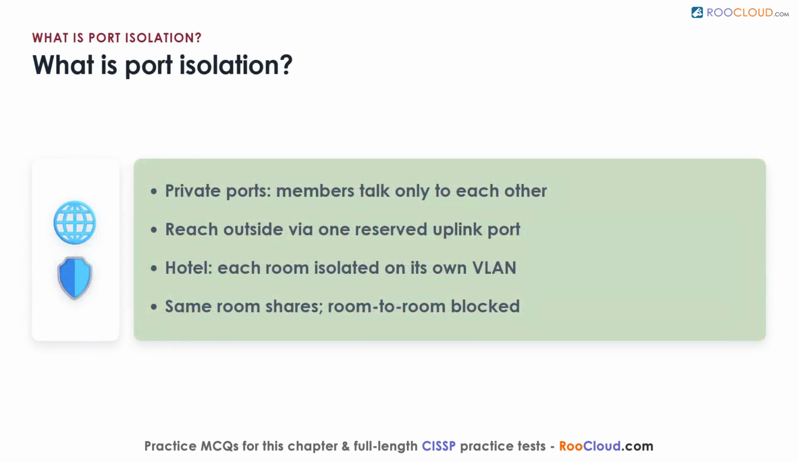What is port isolation? Port isolation, sometimes called private ports, is a tighter twist on the VLAN idea. Members of an isolated VLAN can only talk to each other and reach the outside world through one reserved uplink port. A hotel is the classic example. Each room's jacks sit on their own isolated VLAN, so devices in the same room can share files, but a guest in one room cannot reach a device in another. Everyone still gets a shared path out to the internet through that single uplink.